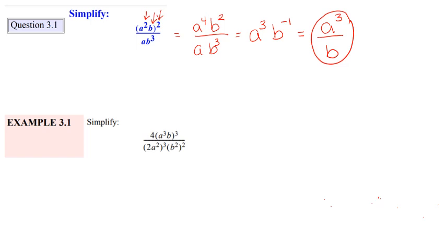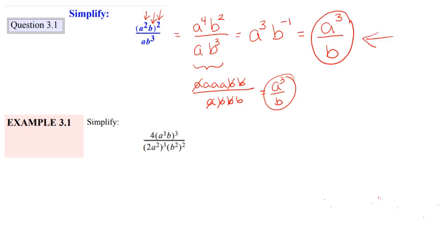Another way to do this is at this point right here, which is a little tedious, is to write out all the a's and the b's that you have. And you're going to divide out 1 for 1 for each one, which would be a cubed over b. So either way, but this will be a better method for much more complicated examples.